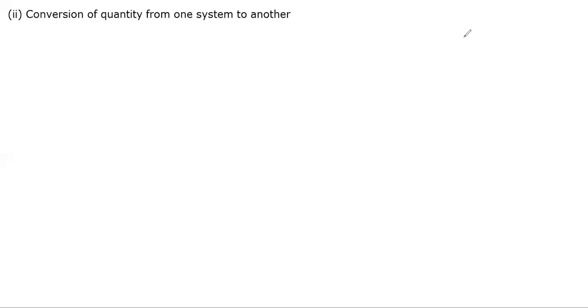For example, if I want to convert Newton, the SI unit, to the CGS system, what would be the value of Newton in that CGS system? For example, I want to convert 5 Newton into CGS system. So the value will change. So what would be that value? This can be calculated with the help of dimensional analysis.